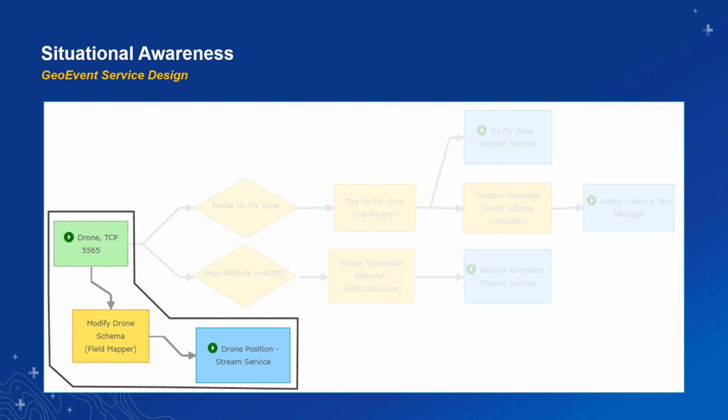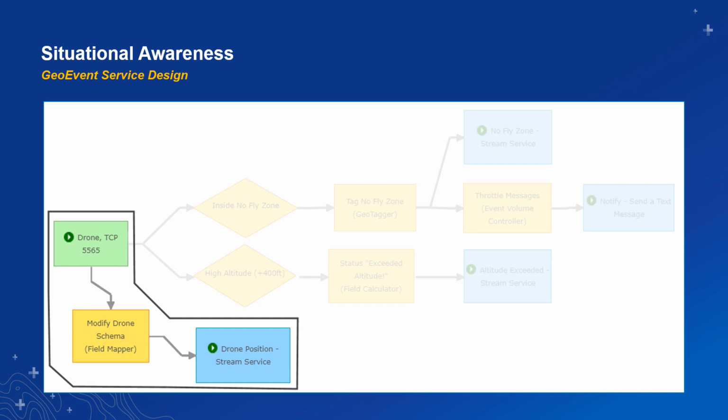A field mapper processor is used to adjust the schema, mapping data from one GeoEvent definition to another. The position reports being received have a field named Drone ID. We want to rename this attribute field to be UAV ID. A field mapper can also be used to perform basic data type conversions, such as numeric to string or long integer to a date time.